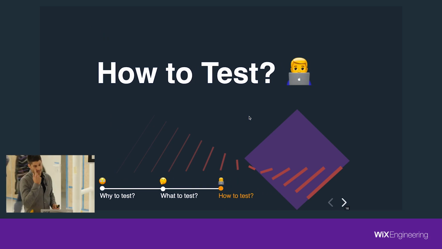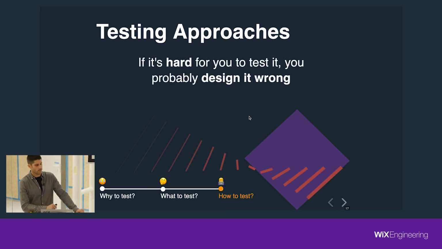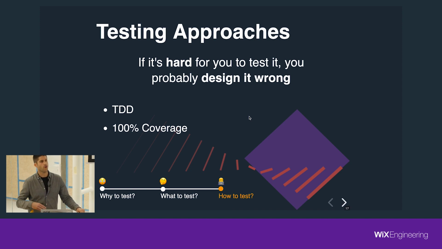Let's continue to the last question: how to test. Again, we're not going to focus on tools. We're going to talk about the actual code, how to test our code. So we have a testing approach. As I mentioned before, if it's hard for us to test, we probably designed it wrong. It doesn't matter if we use TDD or 100% coverage. If it's hard for me to test it, if I need to mock the whole outside world in order to test my code, I need to rethink the code architecture and redesign it again.